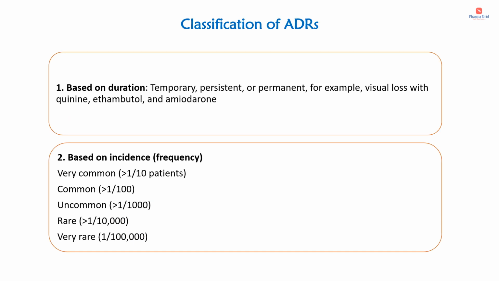Classification of ADRs. So the first one, based on the duration, ADRs can be classified as temporary, persistent or permanent. For example, visual loss with quinine, ethambutol and amiodarone. Next one is based on the incidence or frequency. Based on this, ADRs can be classified as very common, common, uncommon, rare and very rare. Very common means greater than 1 in 10 patients. Common means greater than 1 in 100 patients. Uncommon means greater than 1 in 1000 patients. Rare means greater than 1 in 10,000. Very rare means 1 in 1 lakh patients.